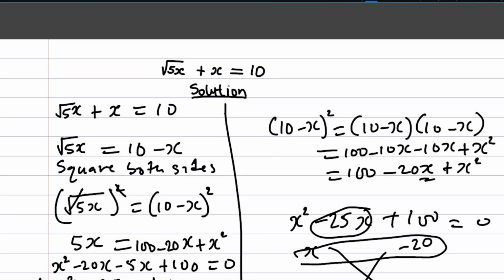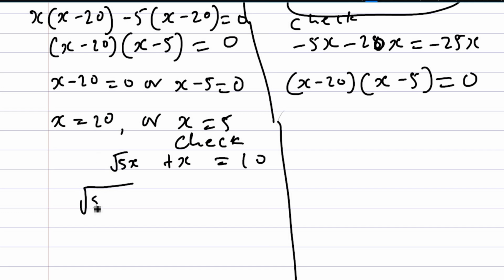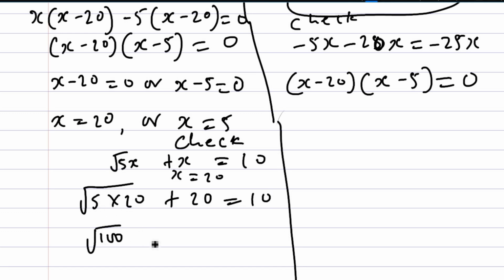From our question, the square root of 5x plus x is equal to 10. So, let me draw my line so I can solve in two places. If we take 20, you are going to have the square root of 5 times 20 plus that same 20. That is when we say that x is equal to 20. Will it give us 10? Let's check. 5 times 20 is 100, plus 20.